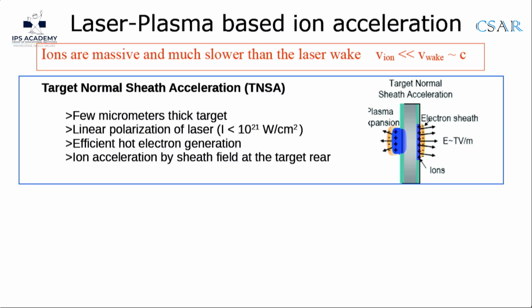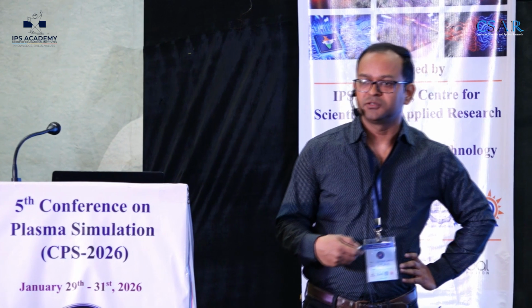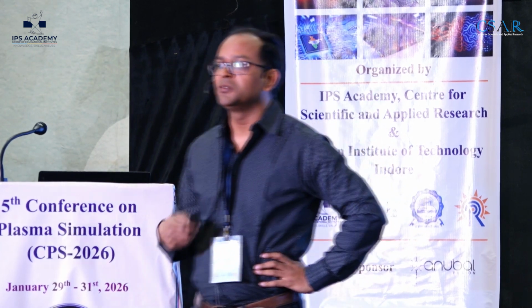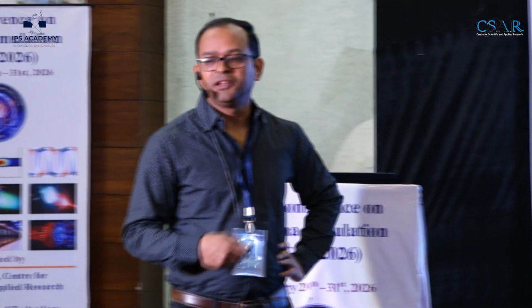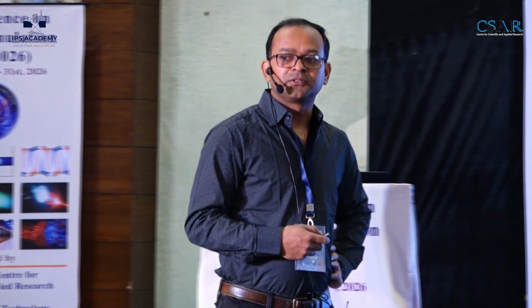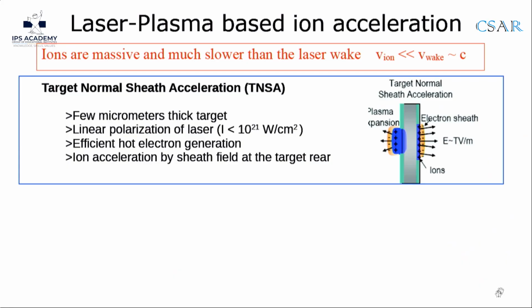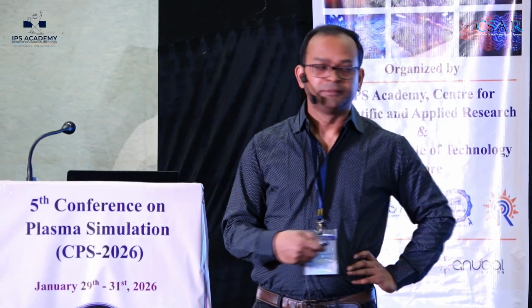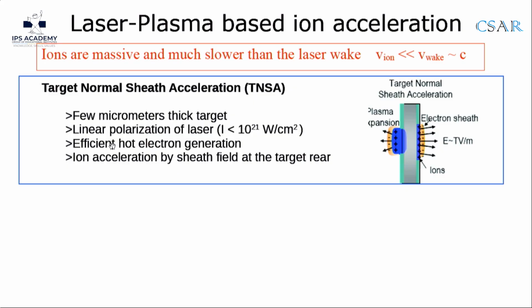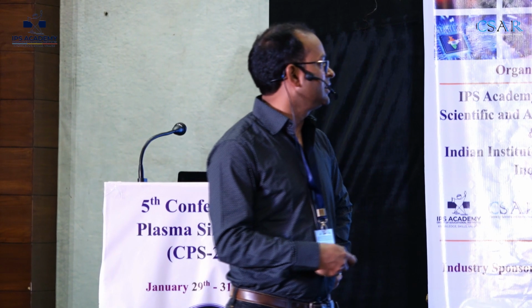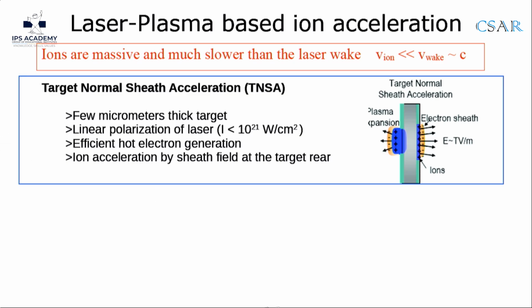One of the mechanisms which we use for accelerating ions is called target normal sheath acceleration. As the name suggests, it is based on a sheath field, and for the sheath field we need hot electrons. So this is entirely based on efficient generation of hot electrons, energetic electrons. Of course, for generating those electrons, you need a linear polarization of the laser pulse. The targets used where this mechanism is dominant are of the order of a few microns.